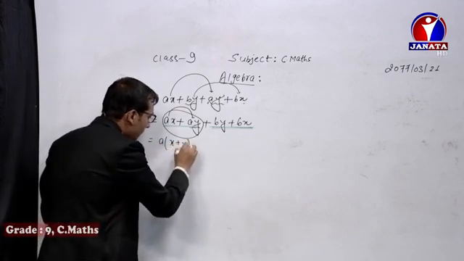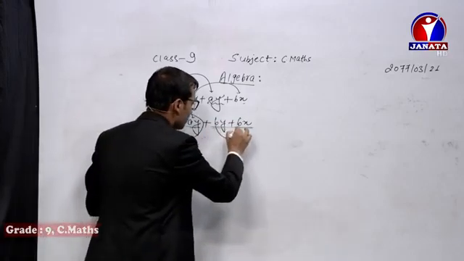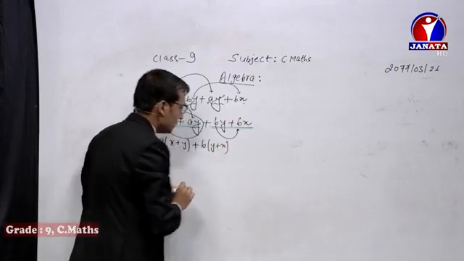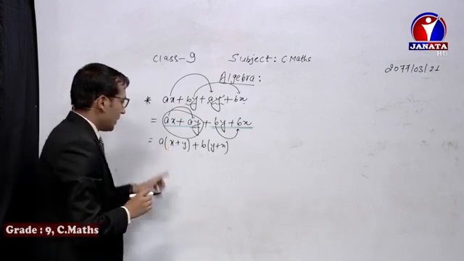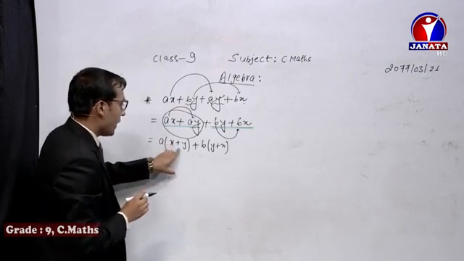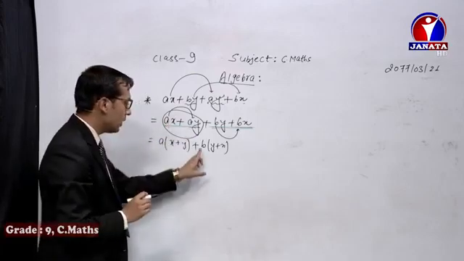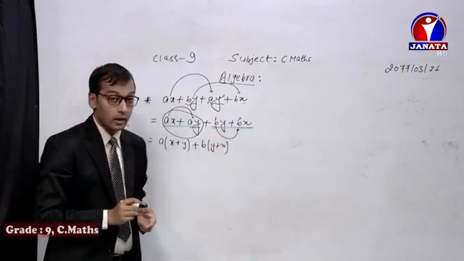X plus y are the remaining terms, plus. So what is common here? B. Y plus x. So a times x plus y, these are the 2 factors of ax plus ay. Similarly, b times y plus x are the 2 factors of by plus bx.